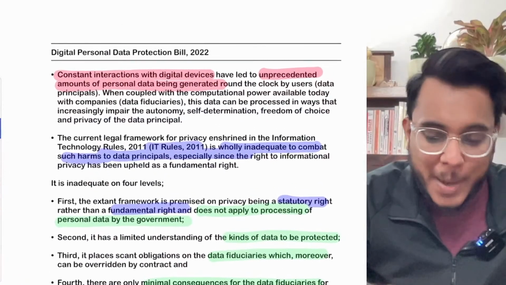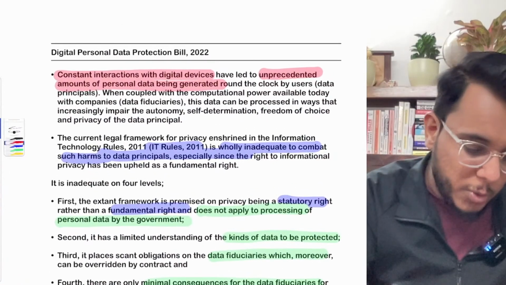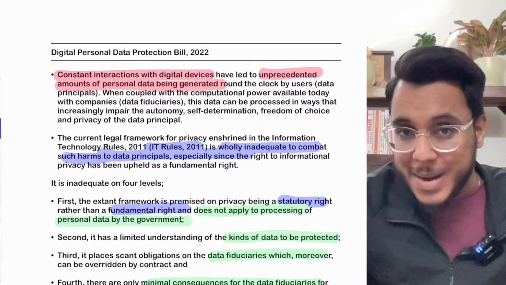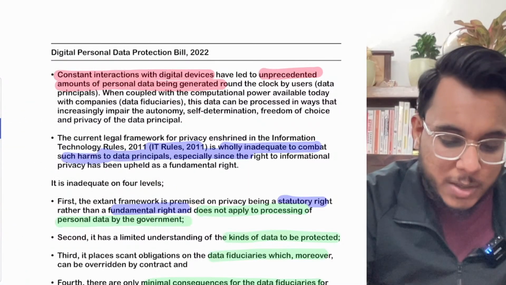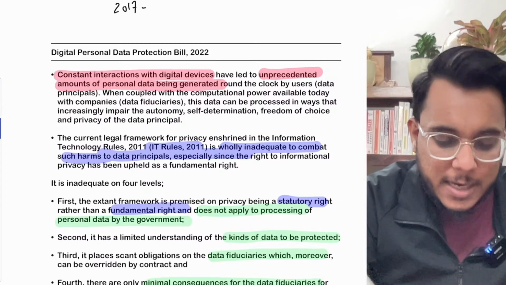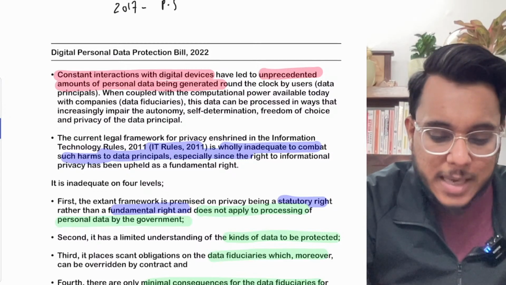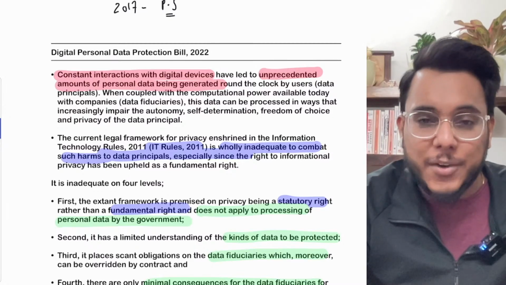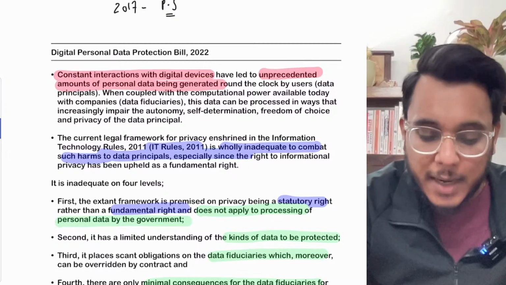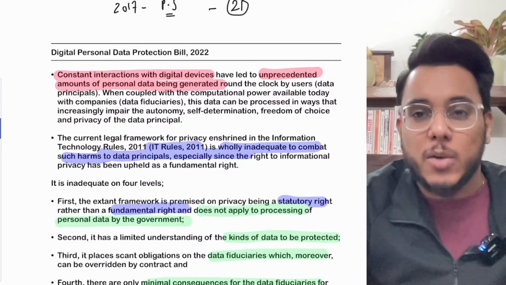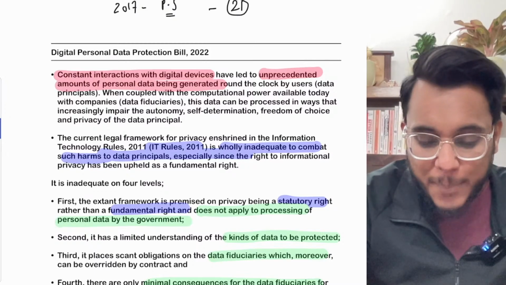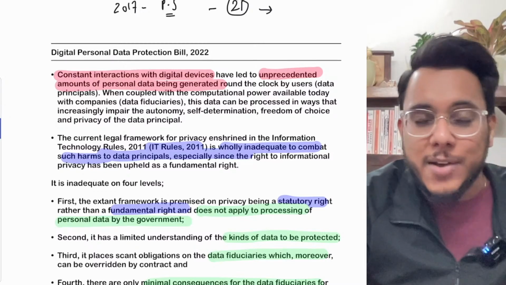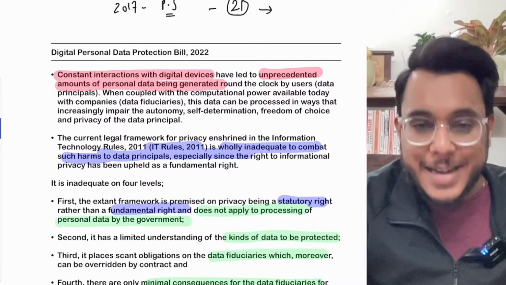First of all, guys, some basic information I want to tell you. If you are following regularly, I have given it to you many times. In 2017, the Puttaswamy case came. In the Puttaswamy case, the Supreme Court held that the right to privacy is a fundamental right under Article 21 of the Indian Constitution. Because of that, the government had to create a special law which protects the right to privacy of individuals.